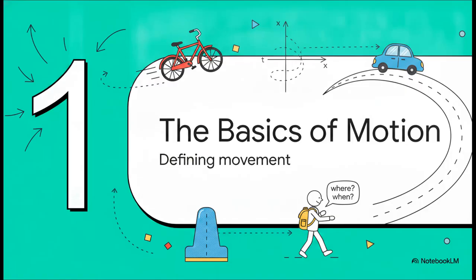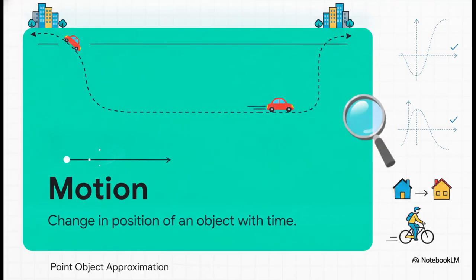Section 1. The basics of motion. Let's start right at the absolute fundamentals. Before we can calculate anything, we have to define what we're actually looking at. At its core, motion is simply a change in position over time. But to make studying this whole thing a lot easier, physicists use this brilliant little trick called the point-object approximation.